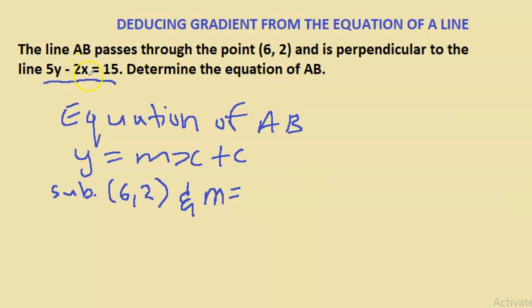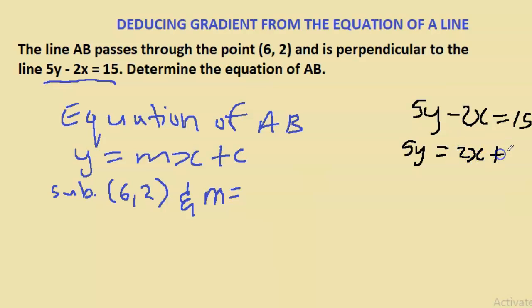What is the gradient of this line? Let's see if we can determine the gradient of this line. We have the line here 5y minus 2x equal 15. Let us transpose for y. So, alright, so add 2x to both sides. Alright, so 5y group with here. So this will be 2x plus 15 or 15 plus 2x. Now remember we need a y by itself.